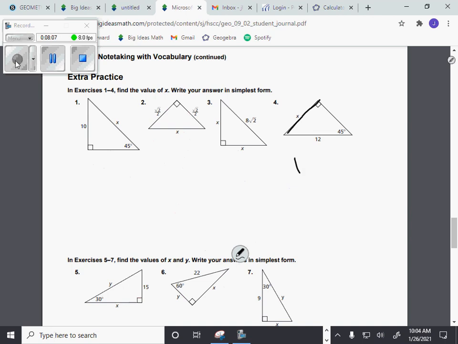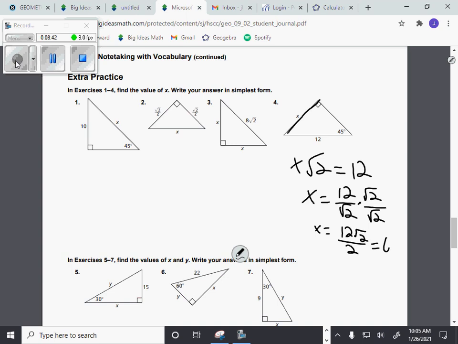We know that x times the square root of 2 is equal to 12. How do I solve for this? We can divide by the square root of 2, so x equals 12 divided by the square root of 2. If you go back to algebra, we cannot have the square root of 2 on the bottom, so we have to multiply by the square root of 2. 12 times the square root of 2, so x is equal to 12 square root of 2 over 2, which equals 6 square root of 2.